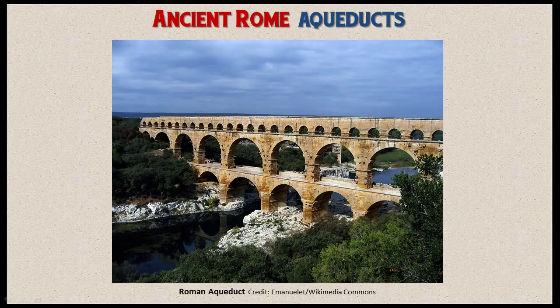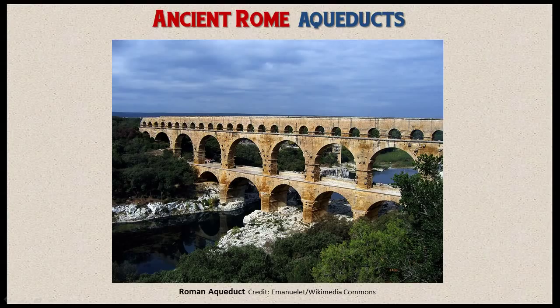Now, Roman aqueducts were an amazing feat of engineering, and what that allowed the Romans to do was to bring water in from a great distance. And so that allowed them to build a city pretty much wherever they wanted to. They could just pipe in the water via the aqueducts.